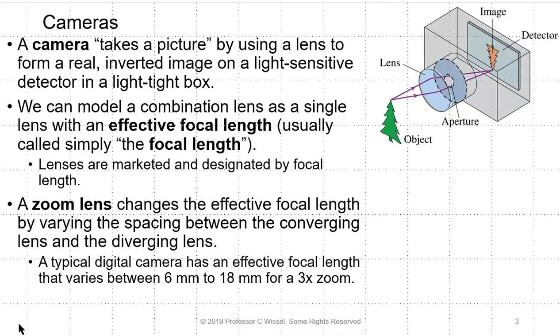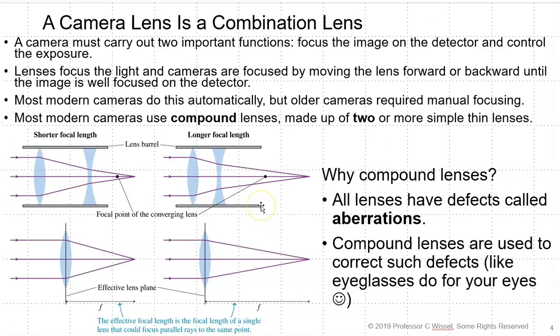A typical digital camera has an effective focal length that varies between 6 millimeters and 18 millimeters for a 3x zoom. Where does this number come from? Take the 18, divide it by the 6. Make sure these are in the same units. Okay, now a camera lens is actually a combination lens. Your eye is too. You have a lens and a cornea. The camera must carry out two important functions: focus the image on the detector and control the exposure. And that's the same thing your eyes do.